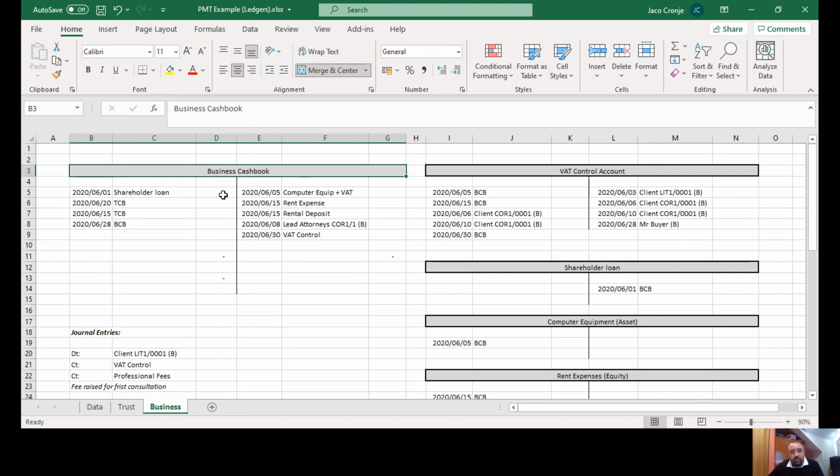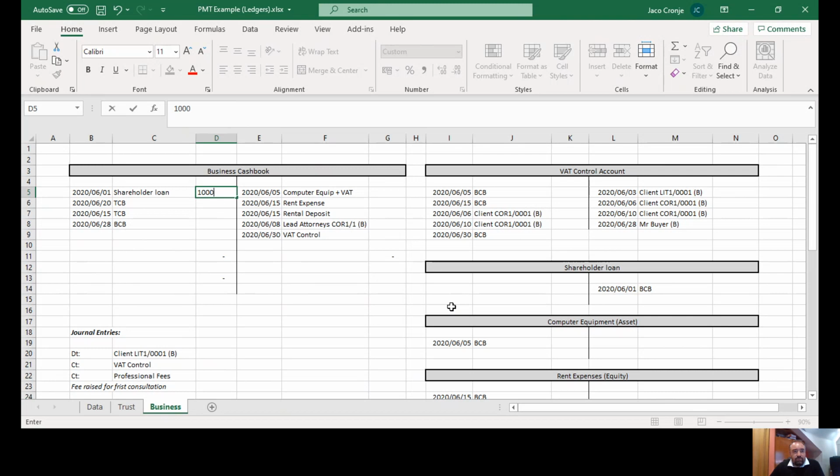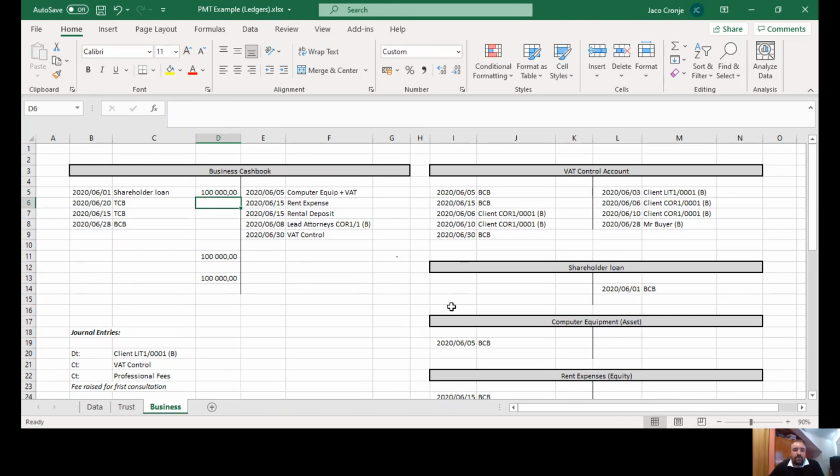Now we've got to ask ourselves, did our cash book balance increase or did it decrease? If it increases, my cash book is an asset, so it means we have to write the entry on the debit side. So there we see shareholder loan. You will note the description here. I've got a date, and the description that I use here is the name of the T account where I am going to post this to. So we can enter that we've got 100,000 Rand.